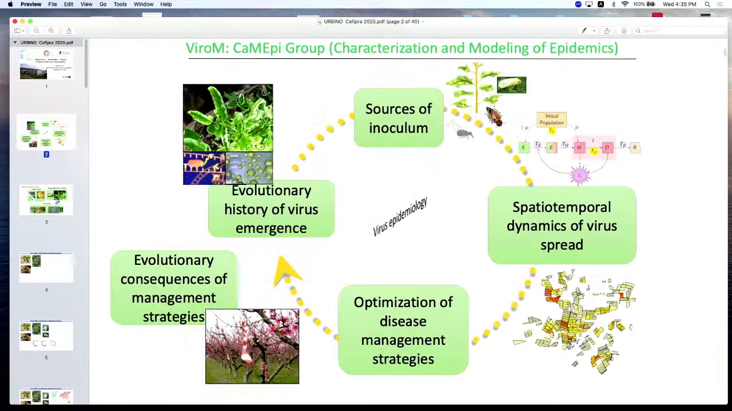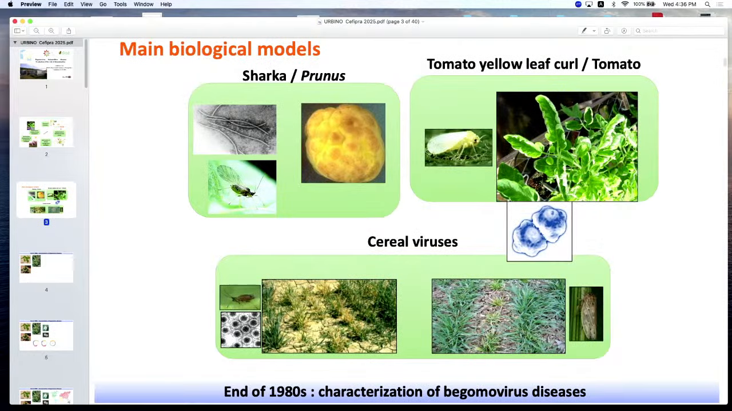In this institute, I'm working in a team named Characterization and Modeling of Epidemics. We are studying different steps of epidemics, from the evolution of viruses, through the sources and dynamics of viruses, to the evolutionary consequences of management strategies. In this team, we have 3 main models. The first is Charka virus on Prunus, which is a quarantine virus in France.